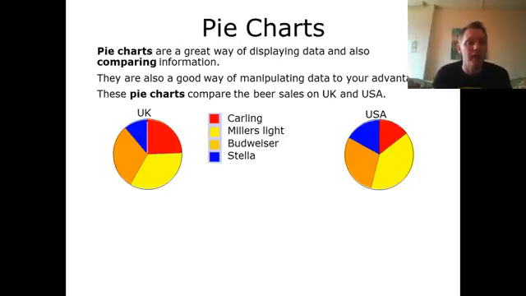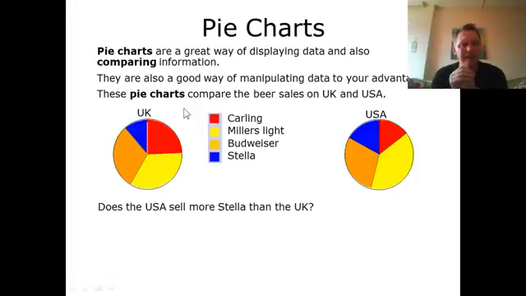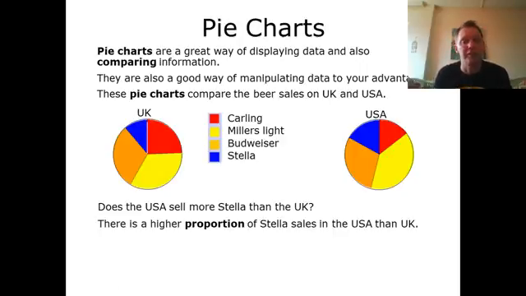So as an example, I've got two pie charts comparing beer sales in the UK and in the US. Red represents Carling, yellow represents Miller's Light, the orange represents Budweiser, and the blue represents Stella. Now, do we think that the USA sell more Stella than the UK? Because if we were to look at our Stella, which is the blue area, the USA sector is a lot bigger than the sector for the UK.